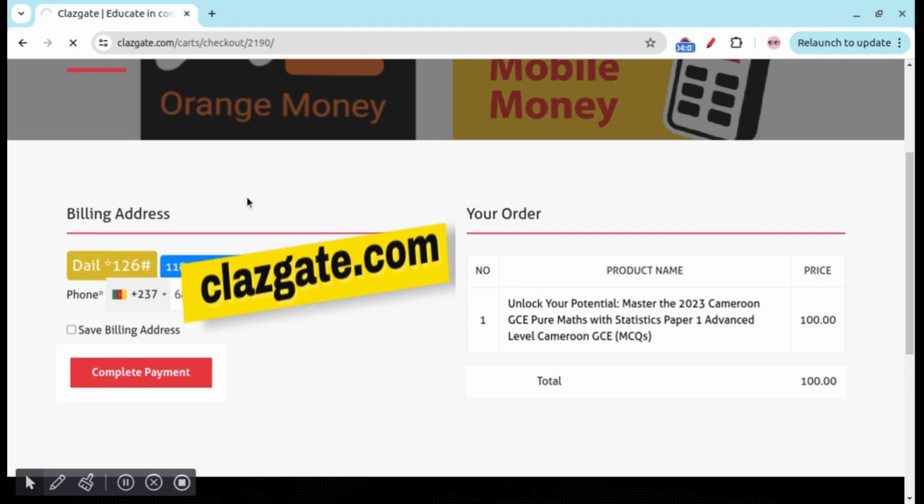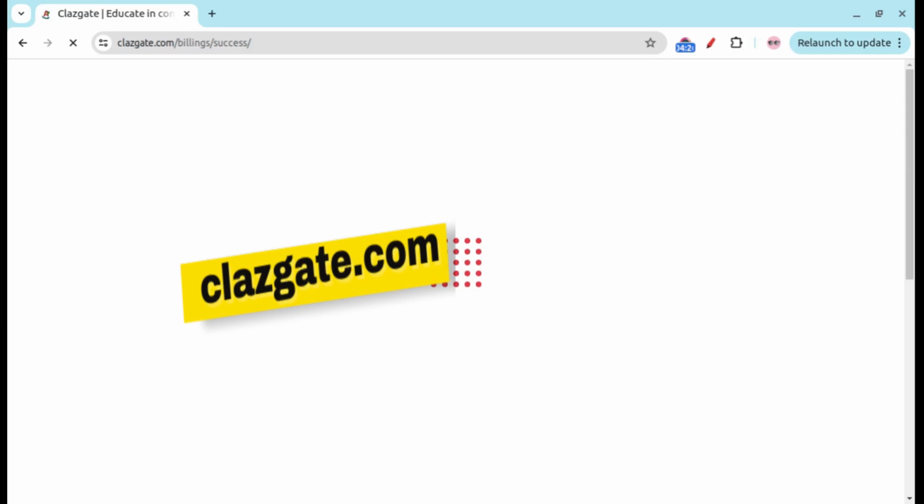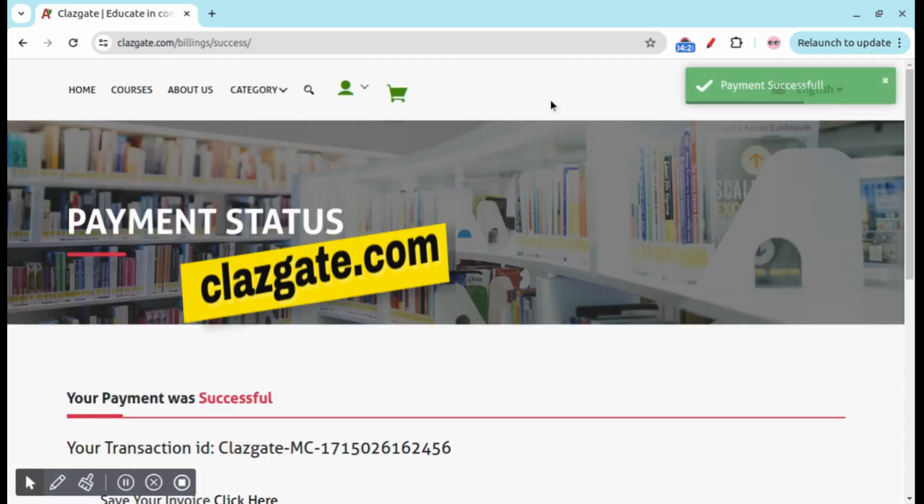We have been given 2 minutes to pay for this course, so let's just wait for the prompt on our phone. The prompt has already appeared on my phone, and I've dialed my mobile money pin. I've already approved the transaction, so we're just waiting to have access to the course. It won't take much time. There, I already have access to the course. Now payment successful.